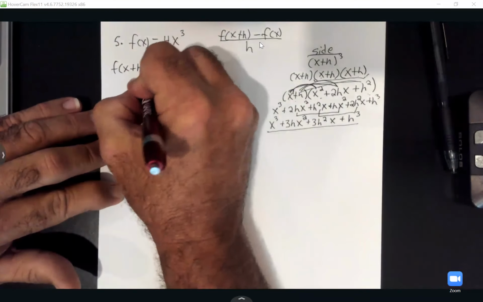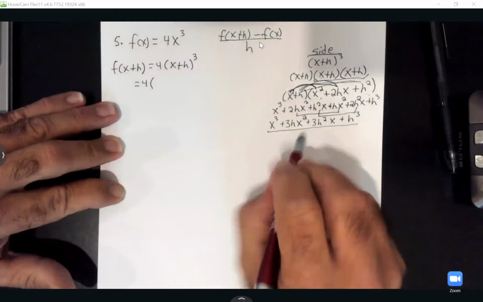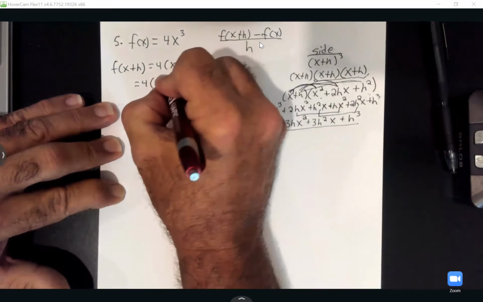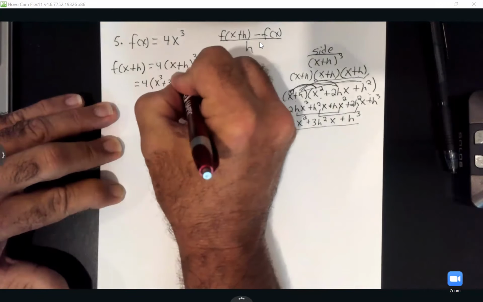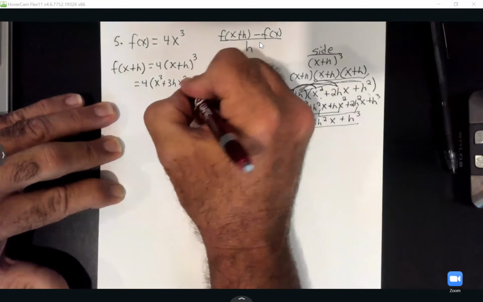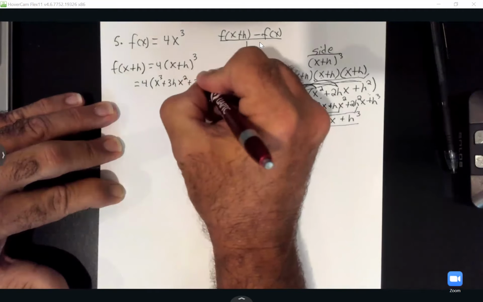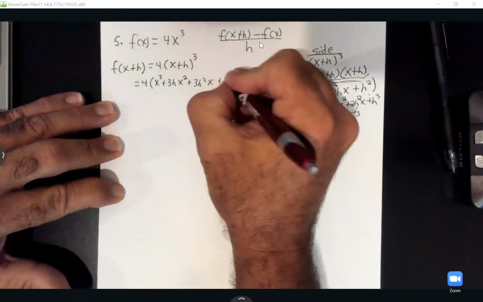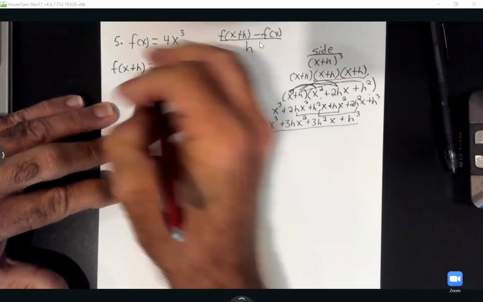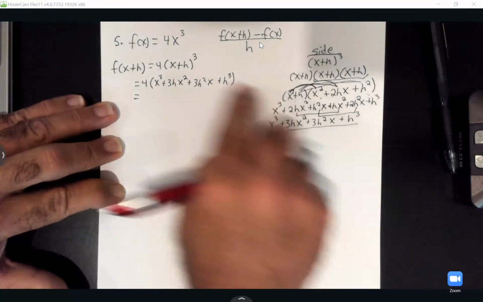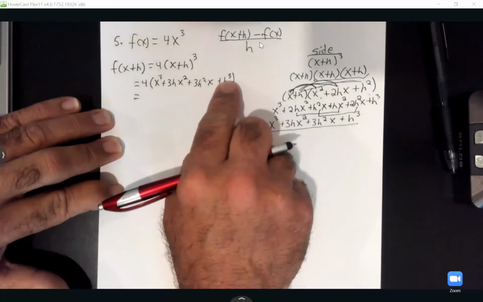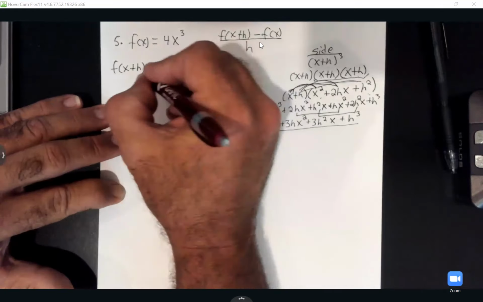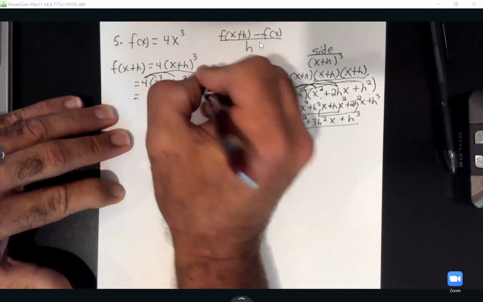So that gives me 4 times all of this: x to the 3rd plus 3hx squareds plus 3h squared x's plus h to the 3rd. So I plugged all that in for the x plus h to the third. Now to get rid of these parentheses, we're going to distribute the 4 to all 4 parts of this.